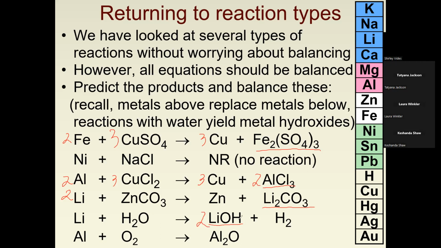That gives me 2 hydrogens, 2 oxygens. Now that we have 2 oxygens, we know that we need to put a 2 in front of this one, right? Because that gives us 4 hydrogens, which is 2 times 1 is 2 plus 2 is 4. So we got that balanced. And the oxygen is 2 times 1 is 2, and 2 times 1 is 2 on this side. So it's balanced. The only thing that's not balanced is the lithium, right? So we need a 2 right there. And there we go. It's all balanced.